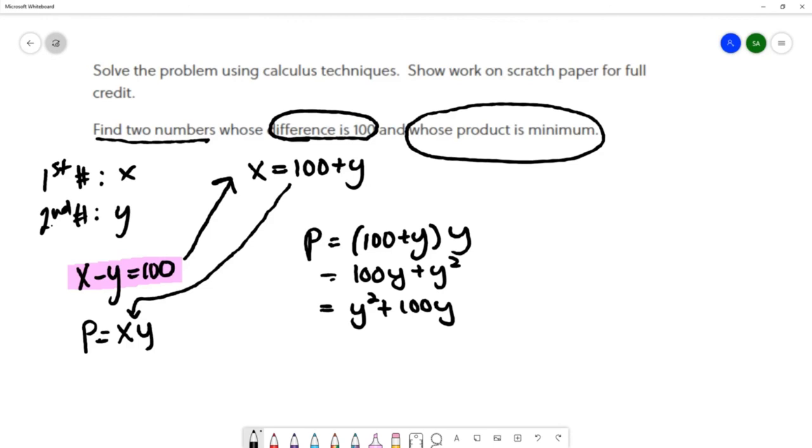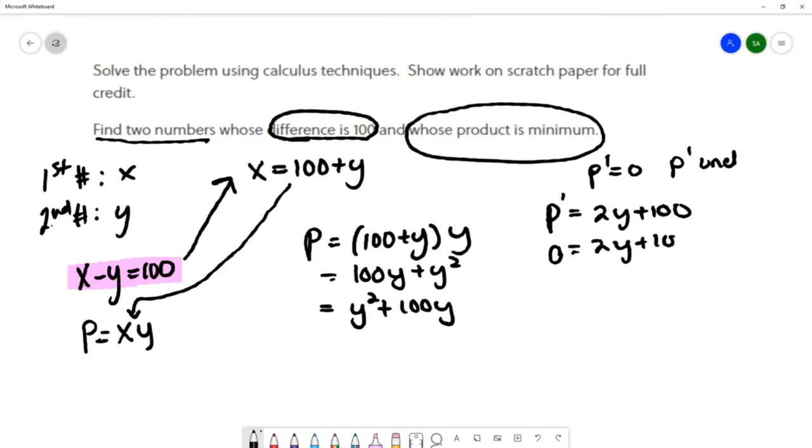So I need to find the critical numbers. And the critical numbers are when the derivative is equal to 0 or undefined. So I need to calculate the derivative. The derivative will be 2y plus 100. And I'll set that derivative equal to 0 to find the critical numbers. I'm going to subtract 100, and that gives negative 100 equals 2y. Divide by 2, and y is negative 50.